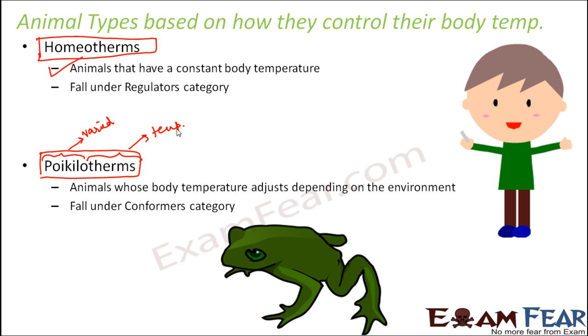So, basically, regulators and conformers are broader terms. They not only talk about maintaining the internal body temperature, they also talk about internal body conditions, whether it is temperature or water content. So, the entire internal environment. So, regulator and conformer is a broader term. And within regulators, we can have homeotherms, which are animals which have a constant body temperature.